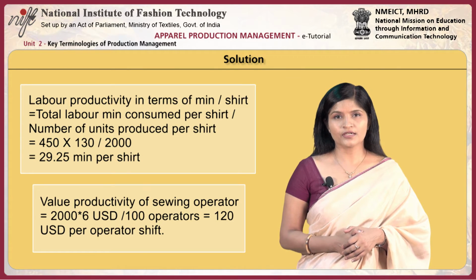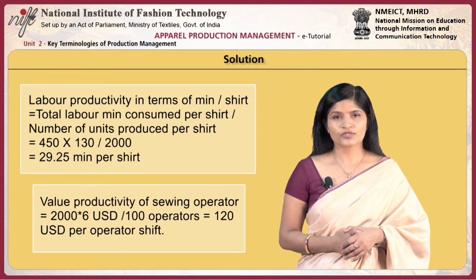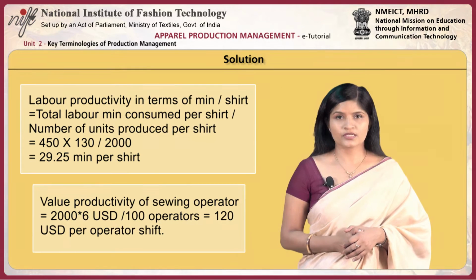Labor productivity in terms of minutes per shirt is equal to total labor minutes consumed per shirt divided by number of units produced per shirt. That is equal to 450 multiplied by 130 divided by 2000, that is 29.25 minutes per shirt. Value productivity of sewing operator is equal to 2000 into 6 USD divided by 100, that is 120 USD per operator.